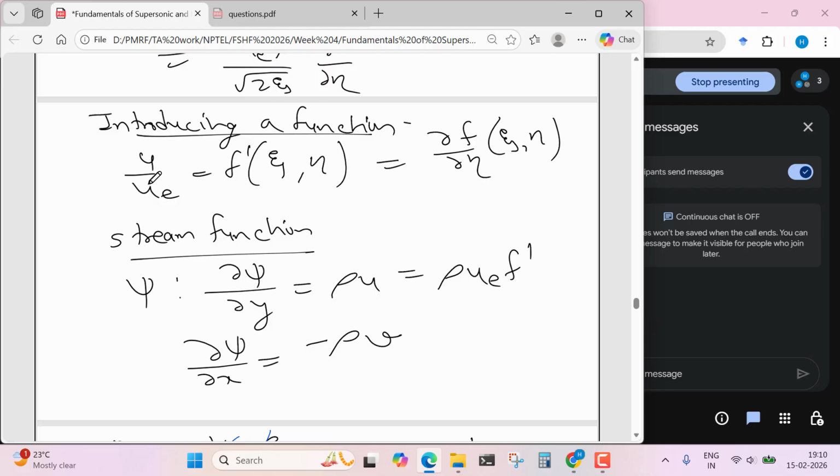So now we introduce a function u/ue equal to f'(ξ,η), where f' is nothing but ∂f/∂η. So we can define the stream function ψ, where ∂ψ/∂y equals ρu, in which u we can substitute by ue f', and ∂ψ/∂x we can define by minus ρv.